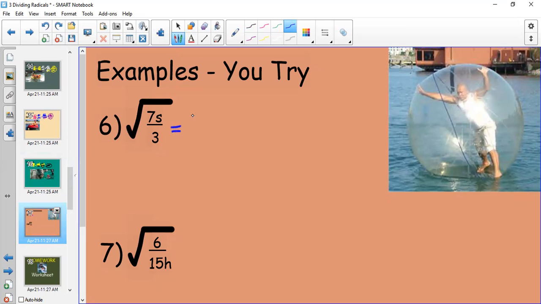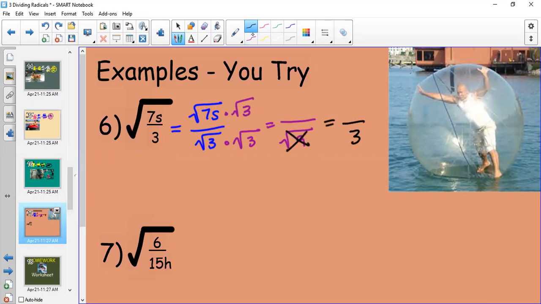All right, let's split. We have the square root of 7s, and we have the square root of 3. I can't simplify any of them, so I'm going to multiply by the square root of 3 on both the top and the bottom. That will give me a perfect square on the bottom, which is the whole goal. It will simplify to 3 on the bottom.